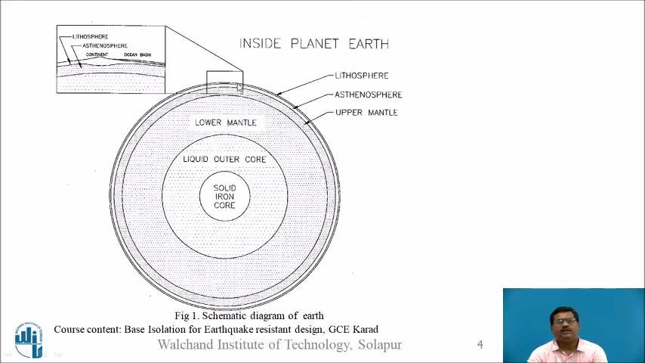So basically this top portion is crust, next is upper mantle, then lower mantle, then the core: liquid outer core, and solid iron core, which is also called the inner core. Means basically there are four layers. The first layer, on which we are standing, on the surface of Earth, is crust, next is mantle, it may be upper and lower, then liquid outer core and solid inner core.